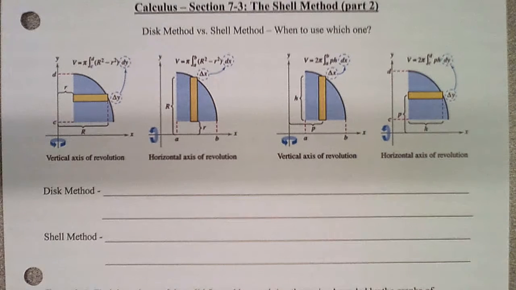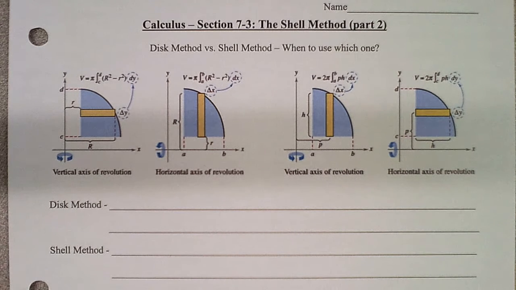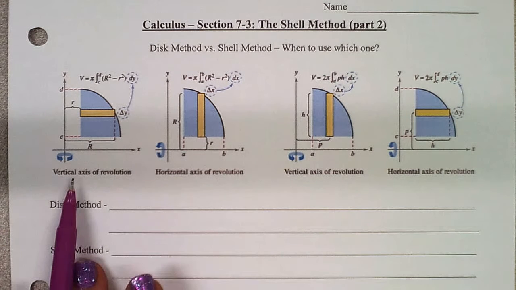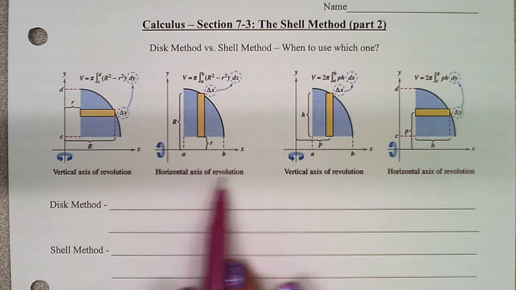All right, so today we're going to be taking a look at the second half of section 7.3, the shell method. So the focus today is going to be when we should be using which of the two methods, disk versus shell. So here are 4 different picture examples of rotating around a vertical axis of revolution and then a horizontal axis of revolution.